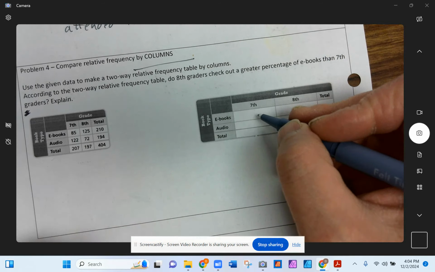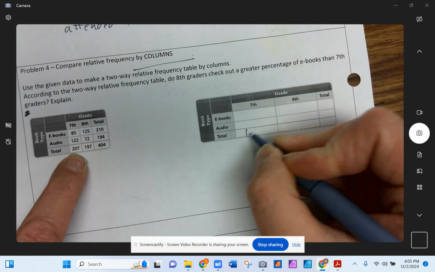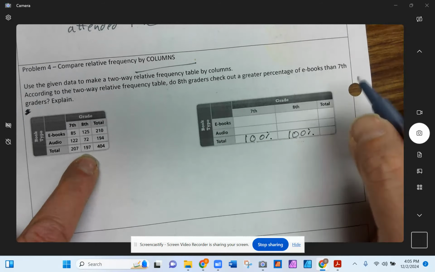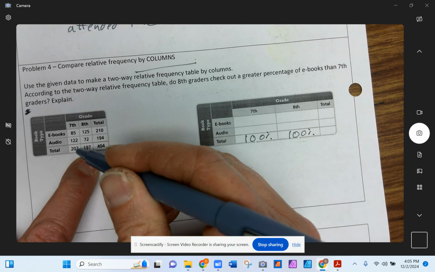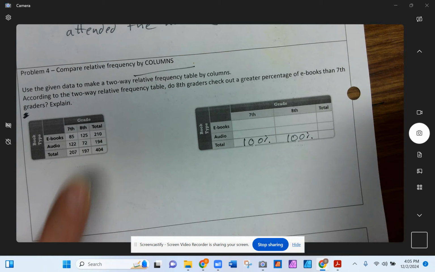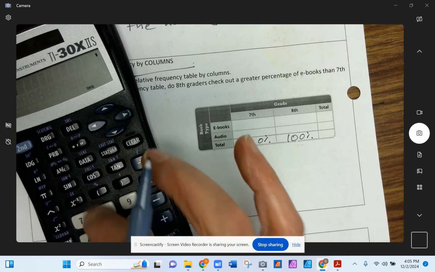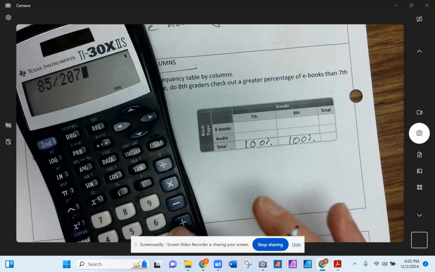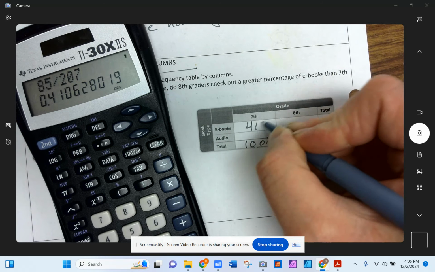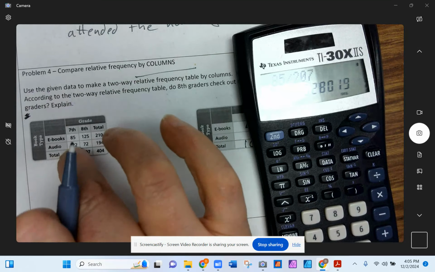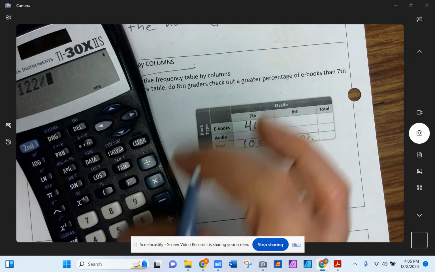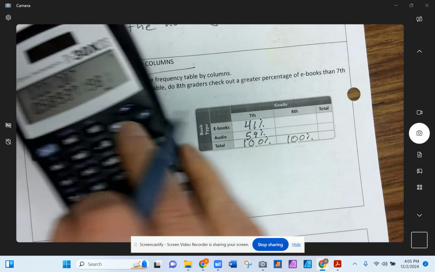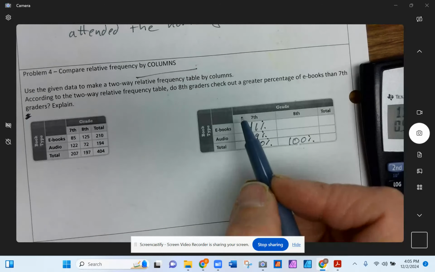I know that for 7th grade, the total was 207. 207 divided by 207 is 100%, and then 197 divided by 197 is 100%. Now, I'm going to take that 85 divided by 207 to get this column here, the percentage. So 85 divided by 207 gets me to 41% here. And then 122 divided by 207 gets us to, let's see, 59% once we round a little bit. Okay, so that's the column for 7th graders. Now we'll do the column for 8th graders.